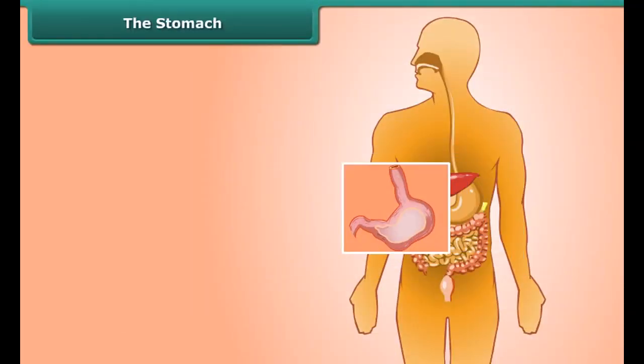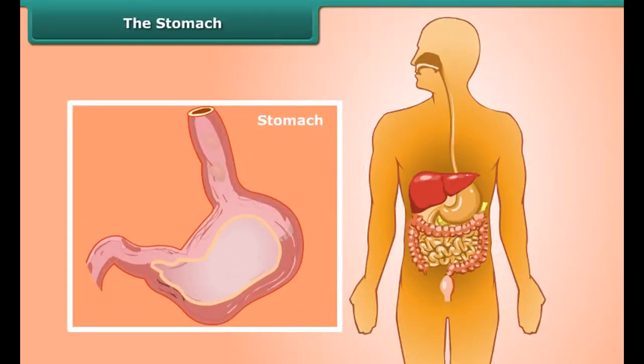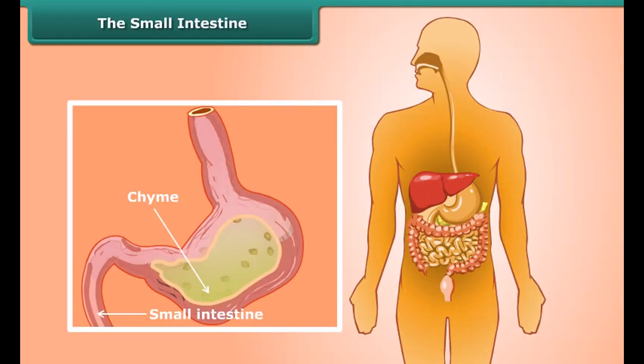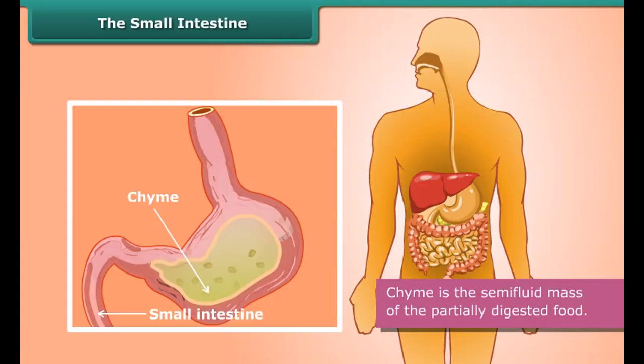The stomach is the widest part of the alimentary canal. It is a thick-walled bag with a flattened U shape. Inside the stomach, food is churned and mixed with digestive juices, including hydrochloric acid. These chemicals break down the proteins into simpler substances. A lining of mucus protects our stomach from acids. After about 4 hours in the stomach, food changes to chyme and moves into the small intestine.